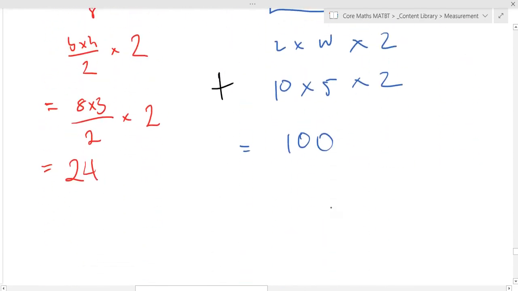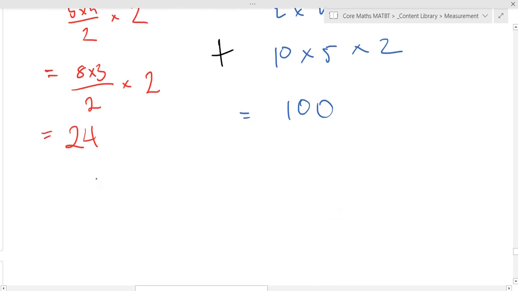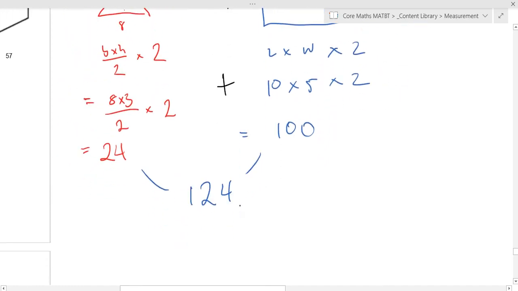The side parts of the roof itself is 100, but then putting them together, so the total area for this, when you add them all together, is 124. Okay, and we'll keep that in mind. So that's just the first part, 124.